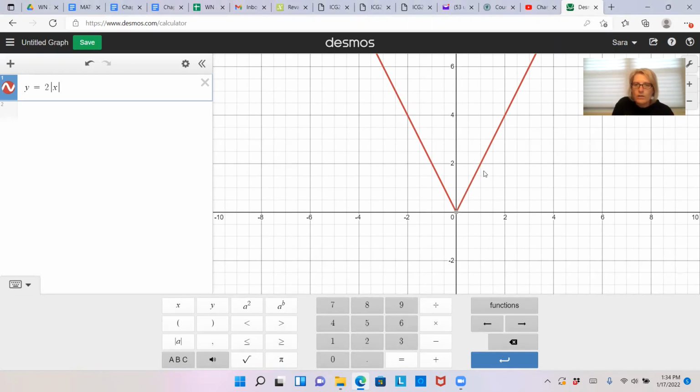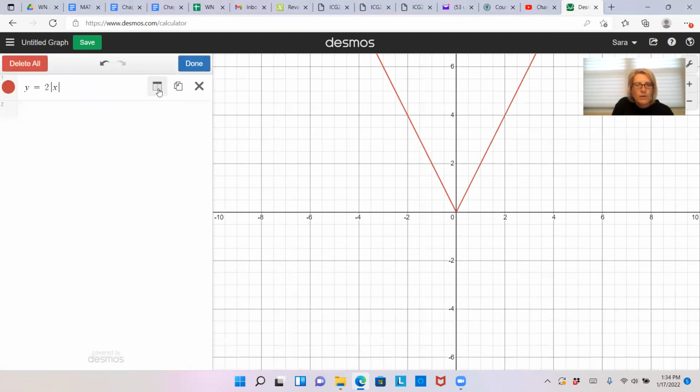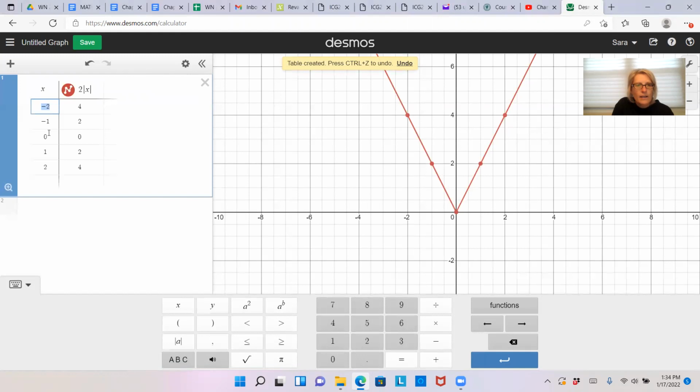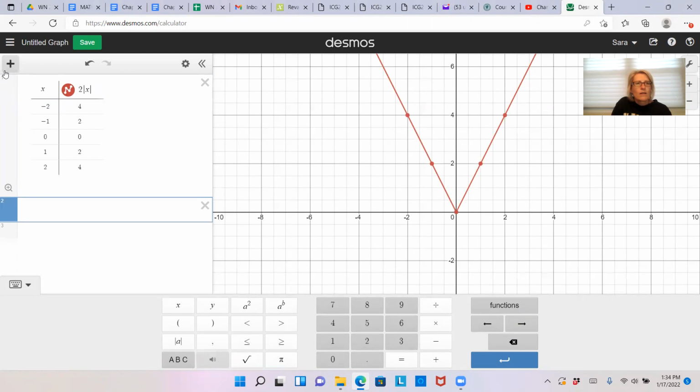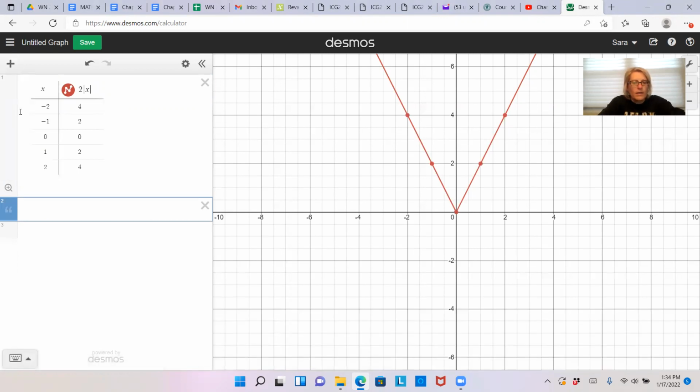It's symmetrical because you can tell, remember how if we go up here and make a table, we can see that -2 produces 4 and 2 produces 4. -1 produces 2 and 1 produces 2. So the note we can make is yes, the function above is even.